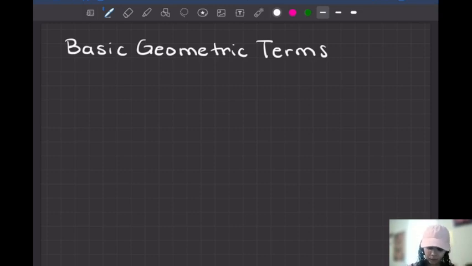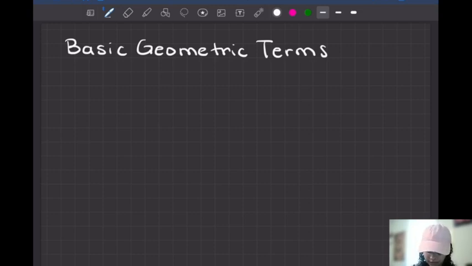So today we are talking about basic geometry terms. When I say basic, I don't necessarily mean easy. I just mean these are terms that you use a lot in your geometry class and you need to know them in order to be successful.